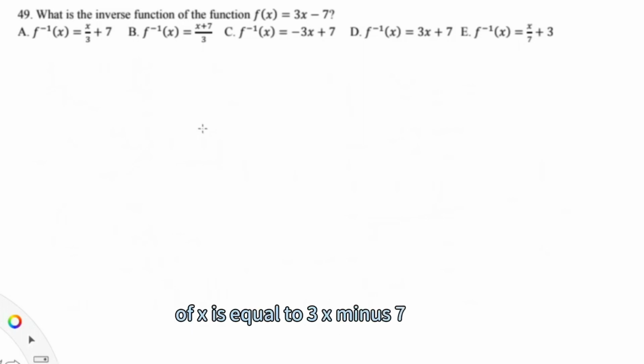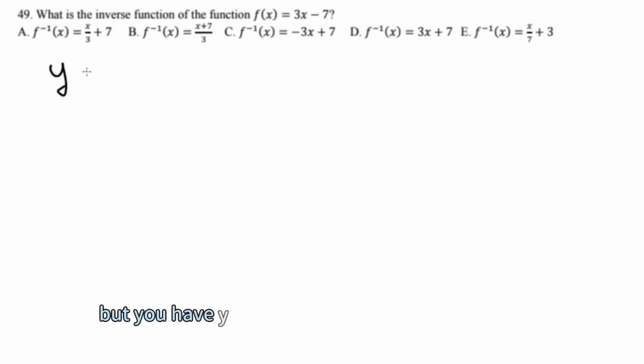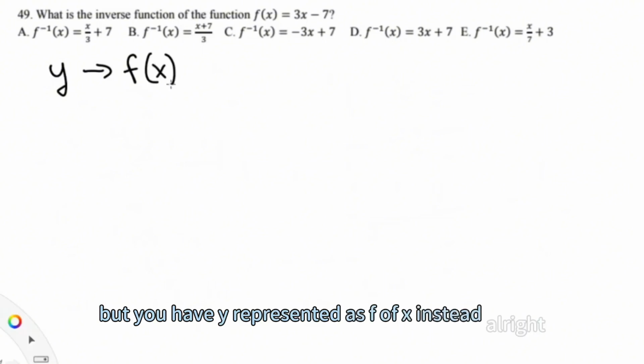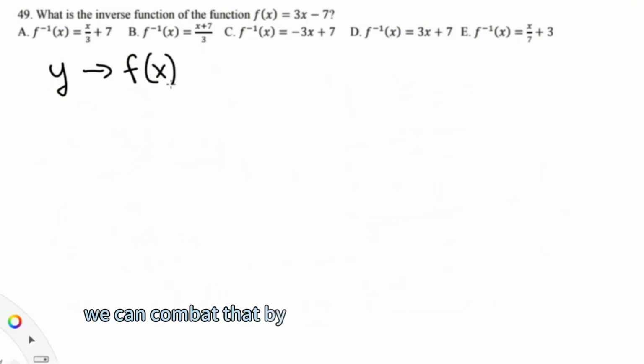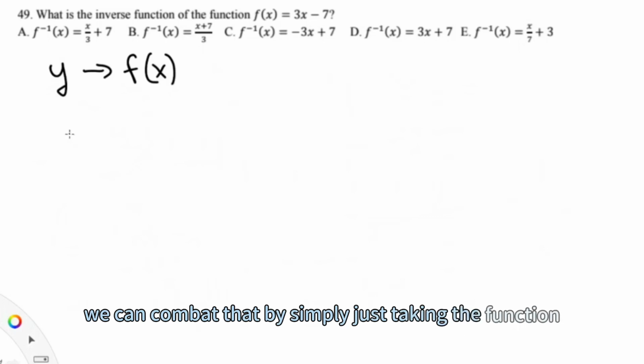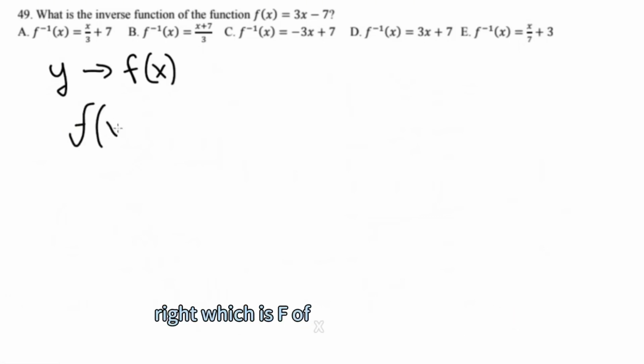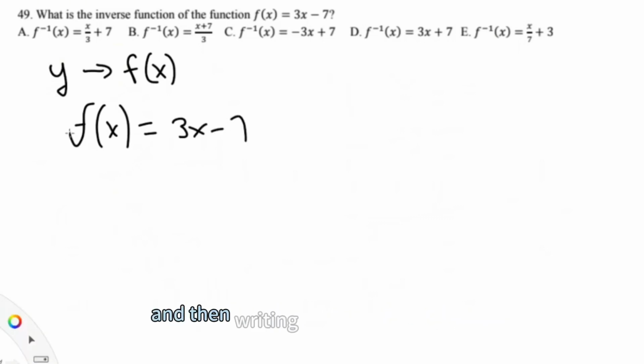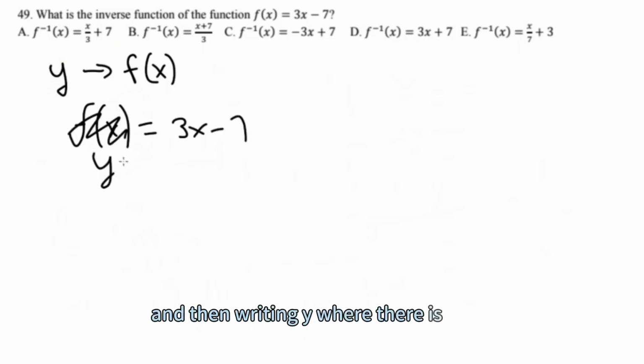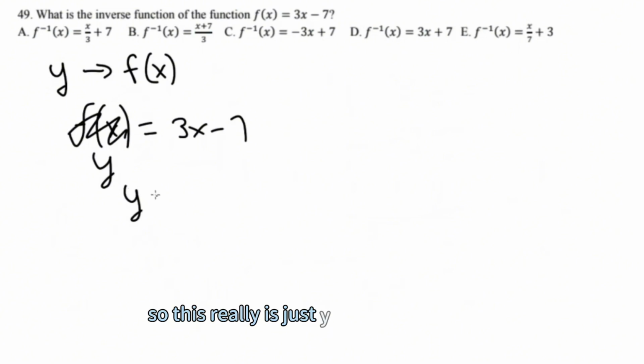Next, what is the inverse function of the function f of x is equal to 3x minus 7? Alright, so an inverse function is pretty much the same thing as an inverse equation, but you have y represented as f of x instead. We can combat that by simply taking the function, f of x equals 3x minus 7, and writing y where there is f of x. So this really is just y equals 3x minus 7.